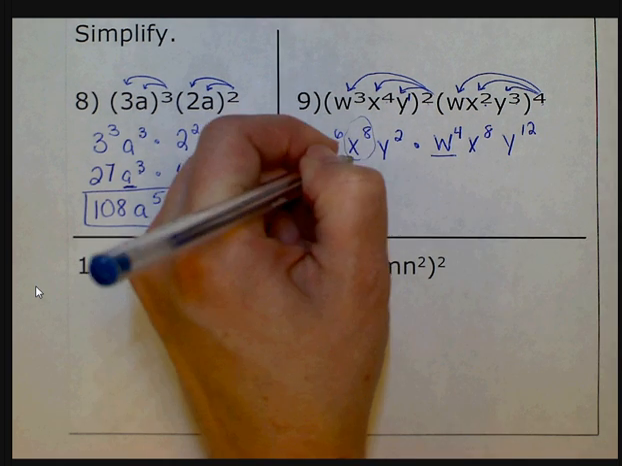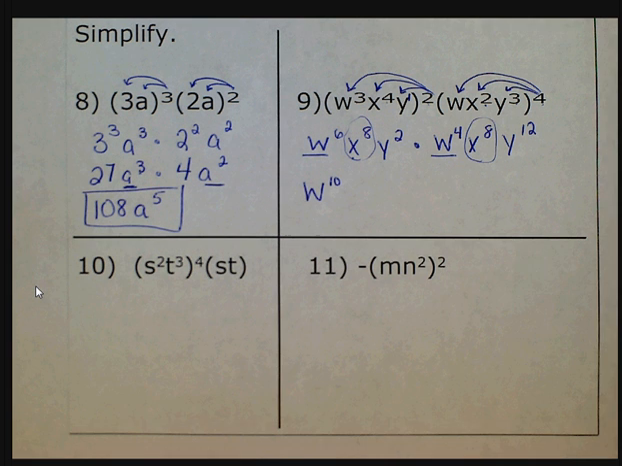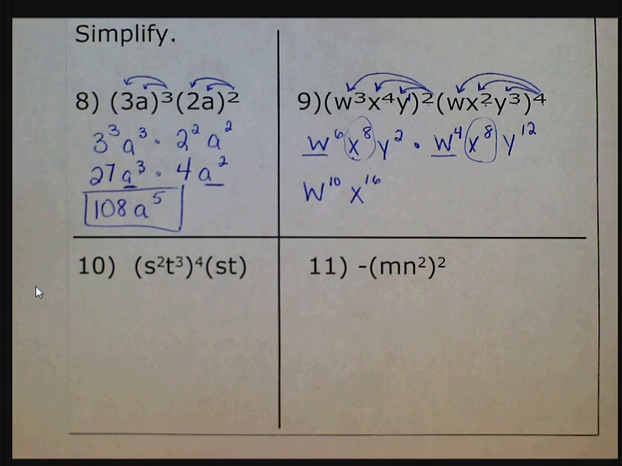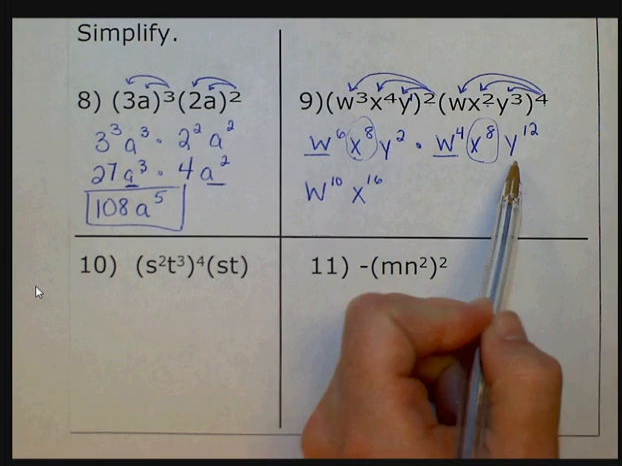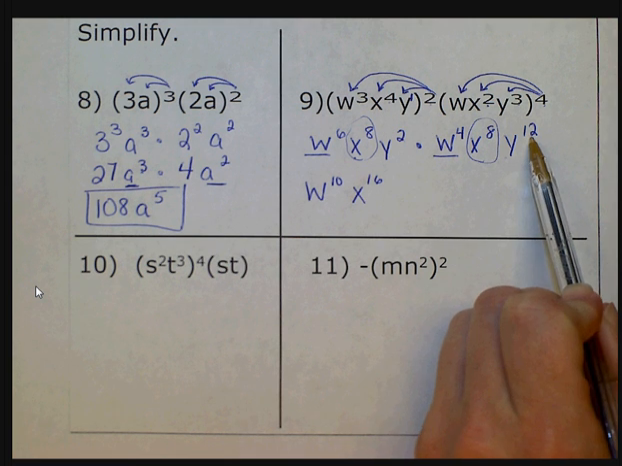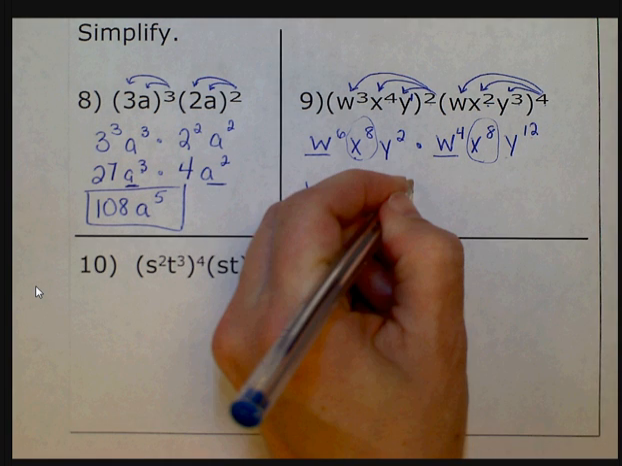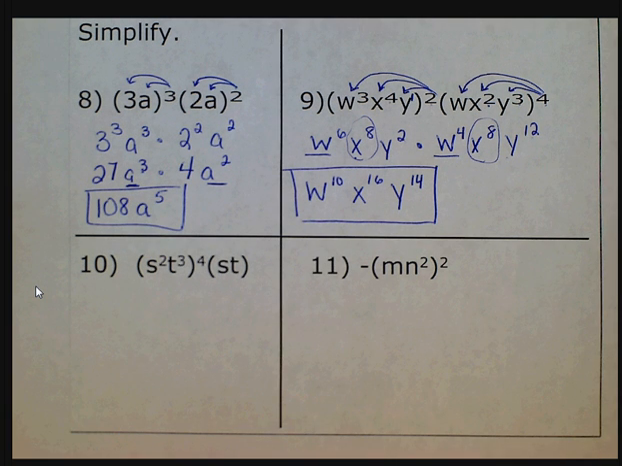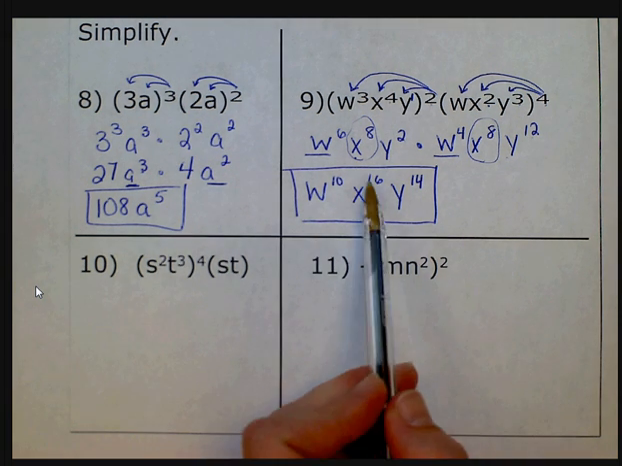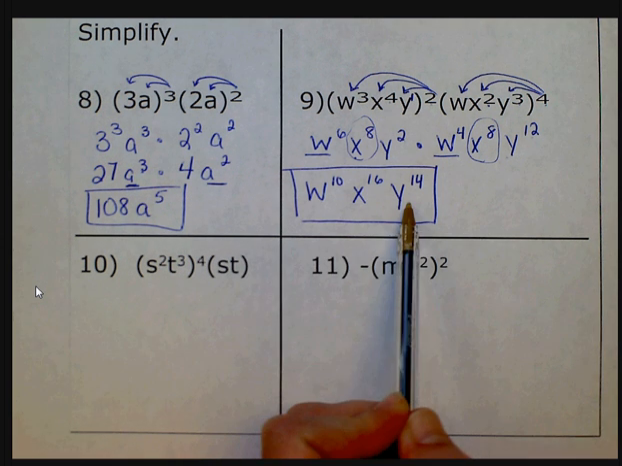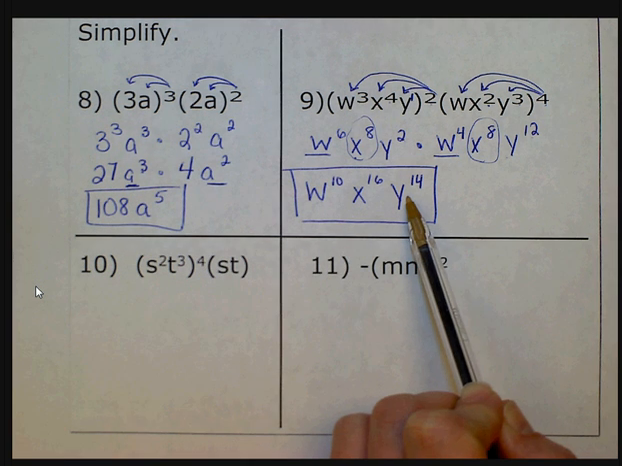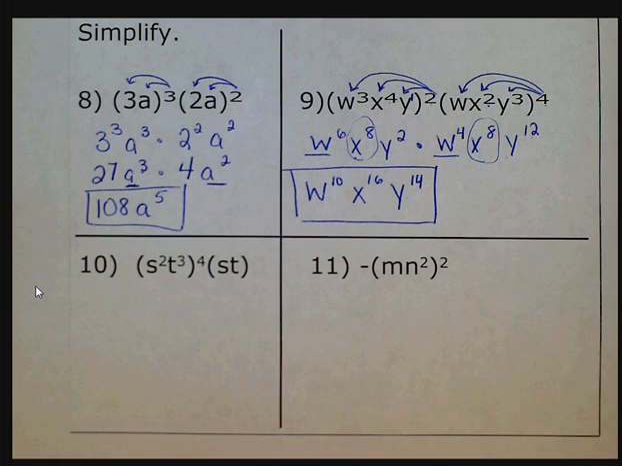X to the 8th times x to the 8th will be x to the 8 plus 8, which is x to the 16th. And then we got y squared times y to the 12th. So 2 plus 12 gives you y to the 14th power as our final answer. You can't add any of these powers together because we do not have like bases. W, x, and y are different variables. They are not alike.